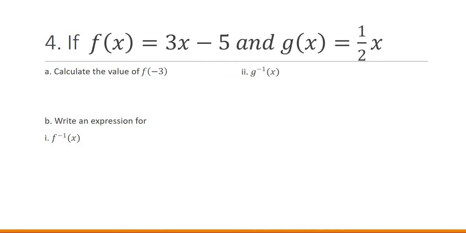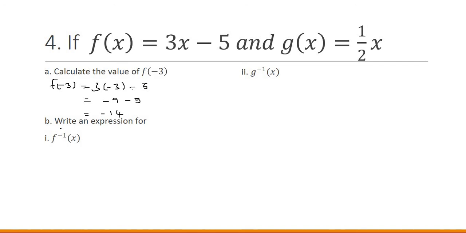Now, to our final question for this video, we have if f of x is equal to 3x minus 5 and g of x is equal to half x, calculate the value of f of minus 3. So again, we're substituting minus 3 into the function f of x. Therefore, f of minus 3 is going to equal to 3 times minus 3 minus 5. So 3 times minus 3, that's going to give us minus 9 minus 5. And minus 9 minus 5, that's going to give us minus 14.